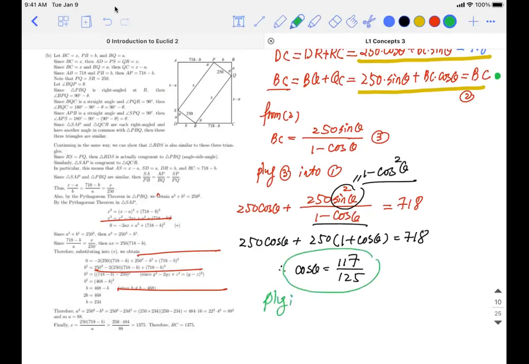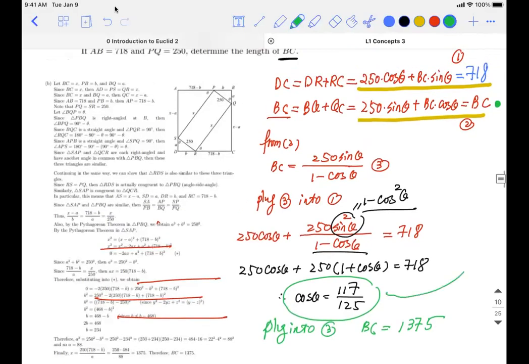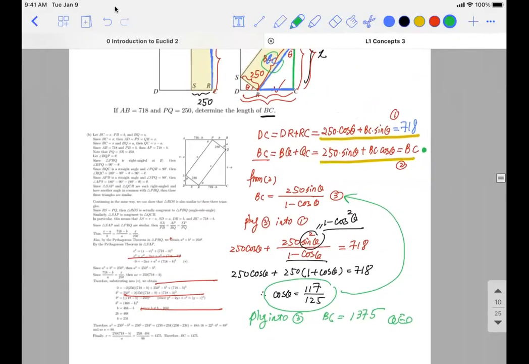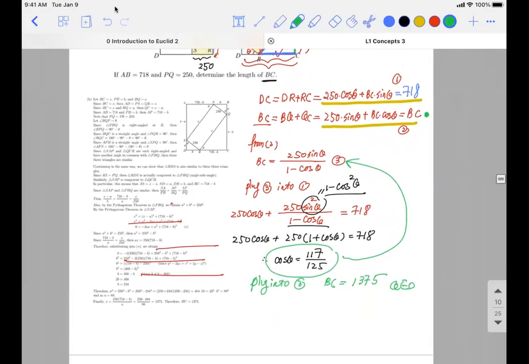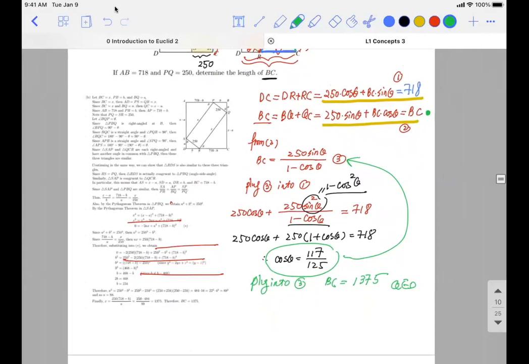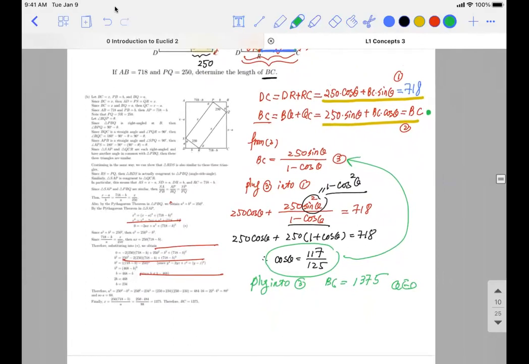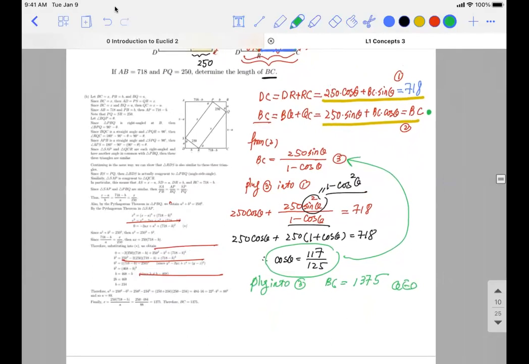plug in to 3, BC will be equal to 1375. QED. Check it out: my solution and the Euclid official solution. The complexity, you can tell right away, right? Think about how much time you're going to spend on this problem if you're using the Euclid solution, and how much time you're going to spend if you use my solution. So this is a huge difference.